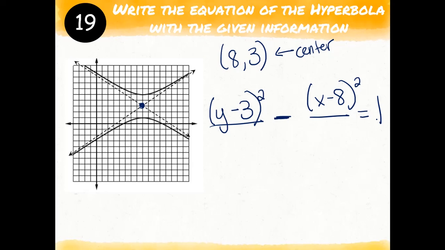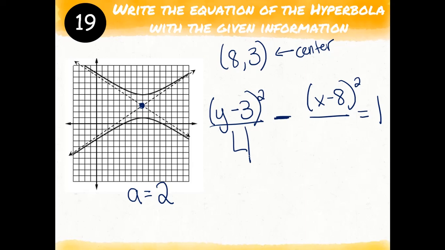Now, a value, how far from my center to my vertice are we? So center to the vertice, we are 1, 2 away. So my a value will be, in fact, 2. So in this case, I will put a 4 down there because I got to square it, right?